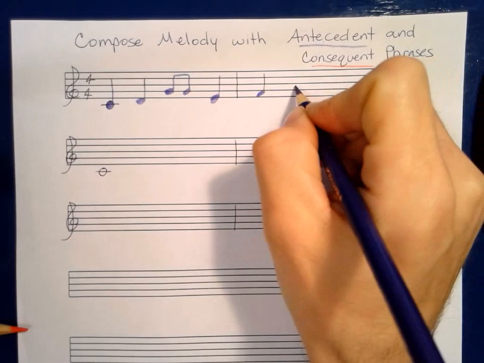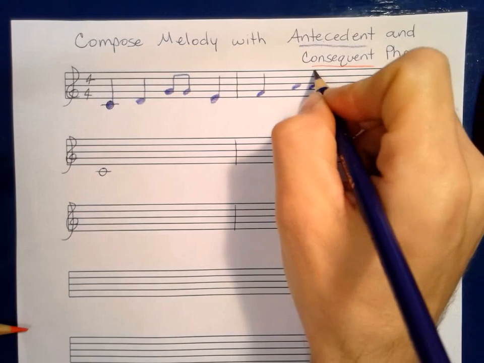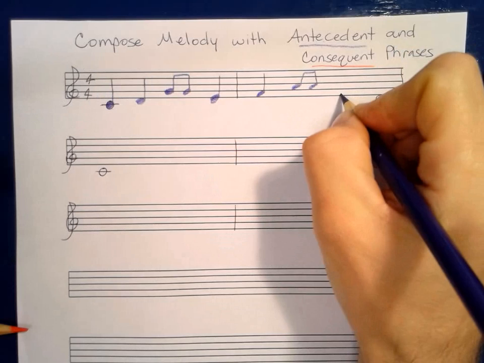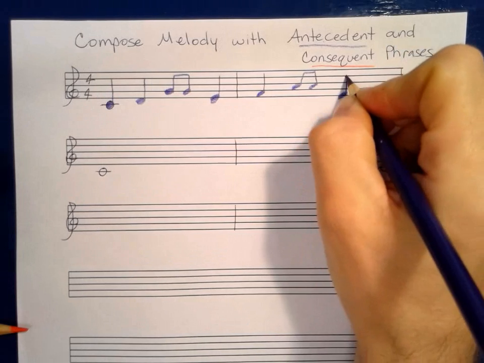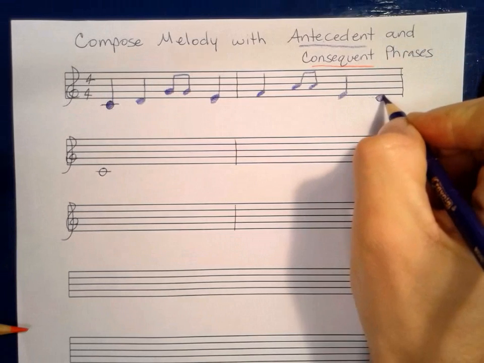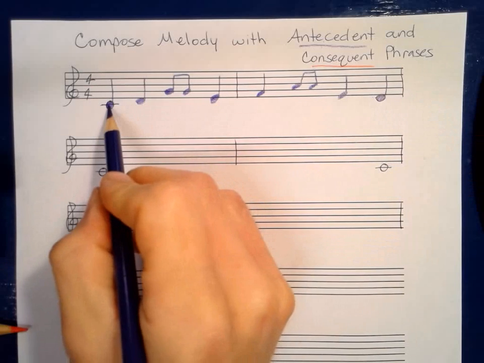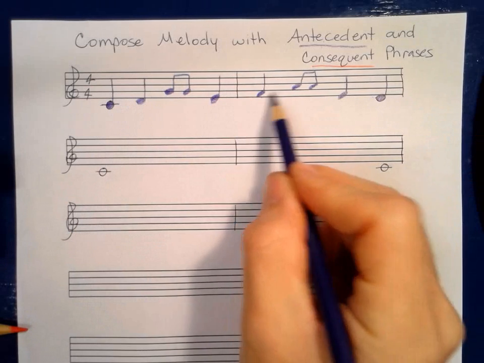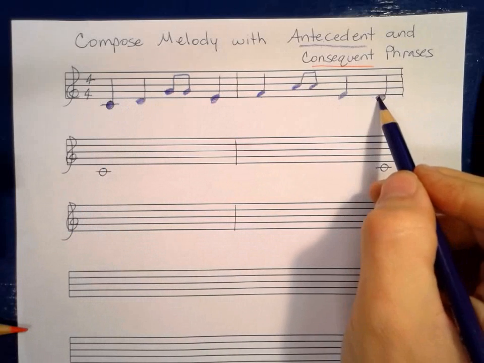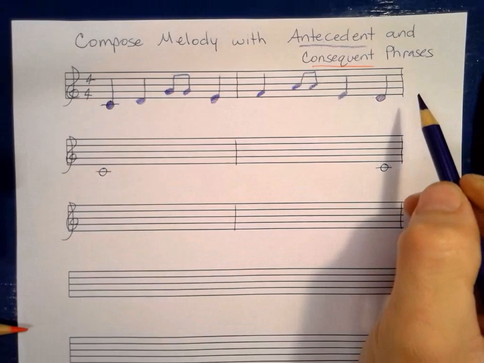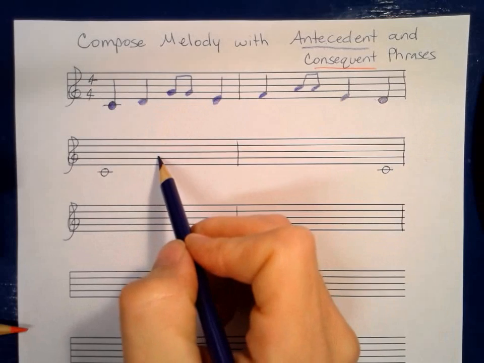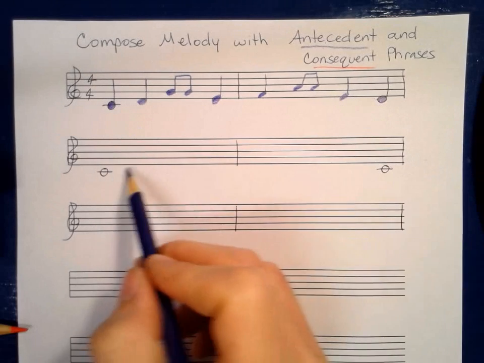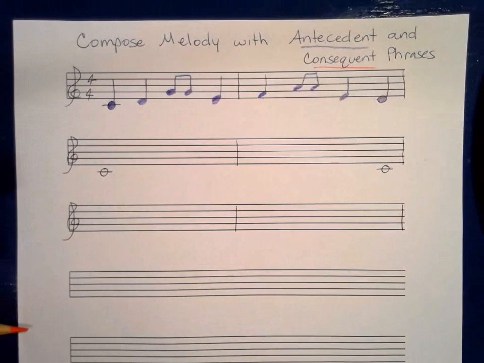to end up on the note D. End it with a quarter note. Let me double check. 1, 2, 3, 4 beats, bar line. 1, 2, 3, 4 beats, bar line. Good. Remember, the first measures of the antecedent and consequent phrases are going to be identical.